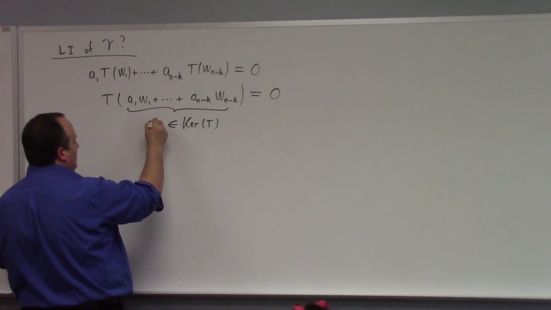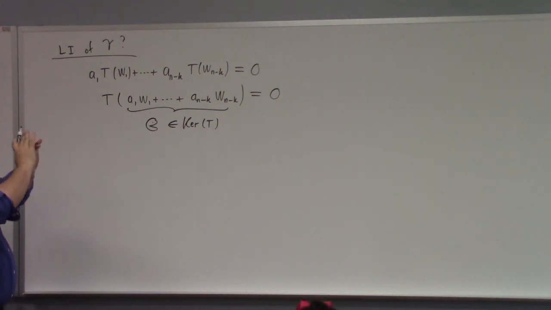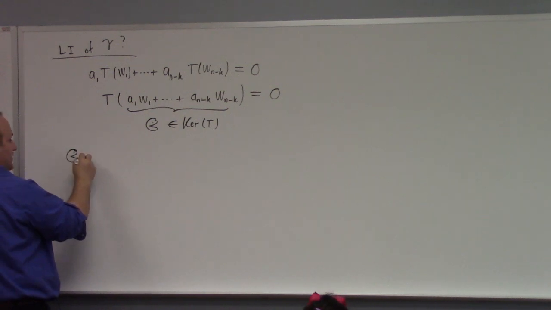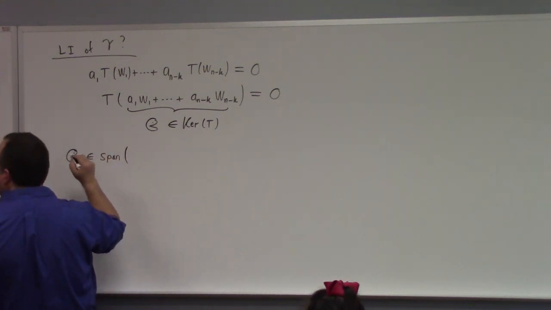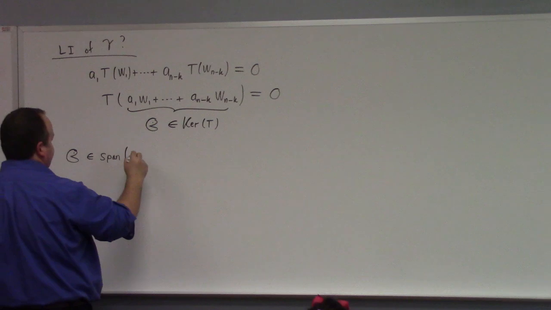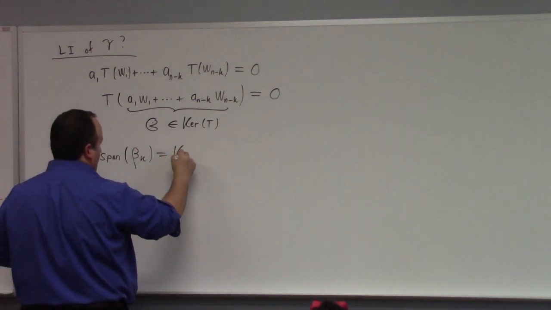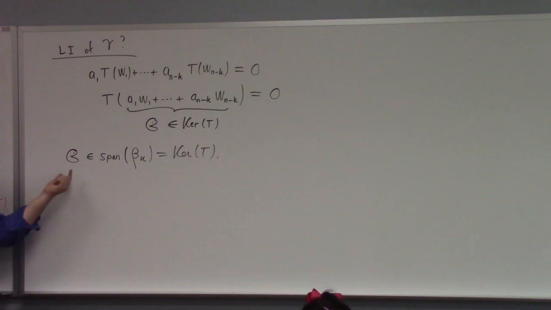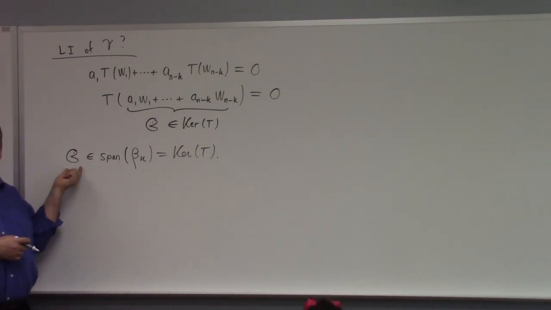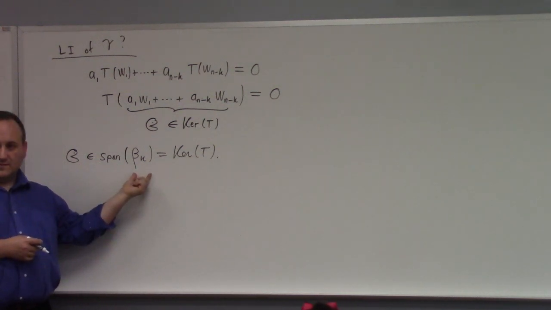So if I just call this whole thing Pac-Man, let me just label it Pac-Man. So we have Pac-Man is an element of the span of beta sub k, because remember that's the kernel. Now we can talk about your contradiction, because it depends on how you want to package it, but we have a vector, right, which is in the span of these, but it's not one of these vectors, right?